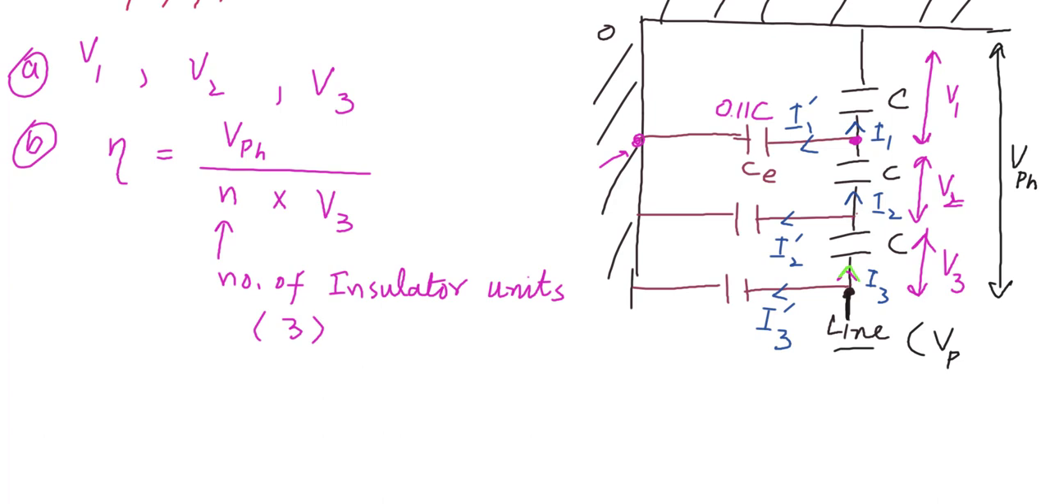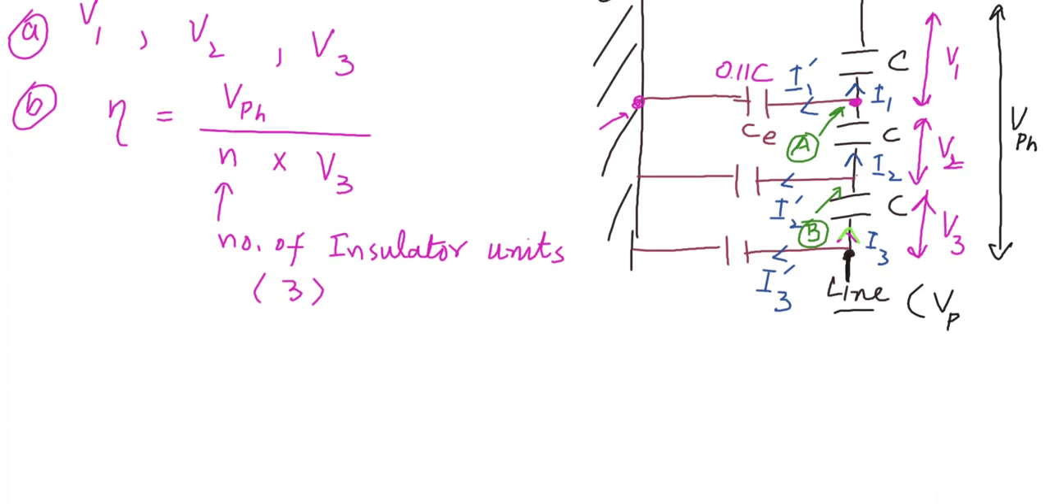Now let's label the nodes. How many nodes do we have? We have this is my node A, and this is my node B.